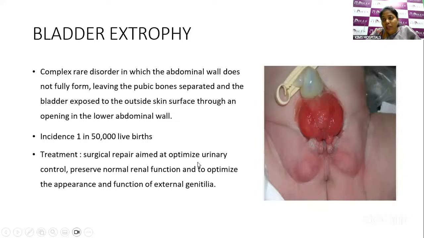because here the most important thing is that the compliance of the bladder should be maintained. That has to be achieved, and that is the target for the surgery also, along with preserving normal renal function and the normal appearance and functionality of the external genitalia.